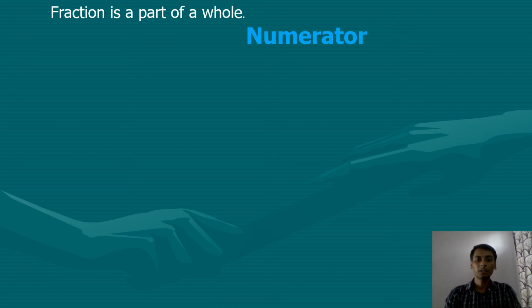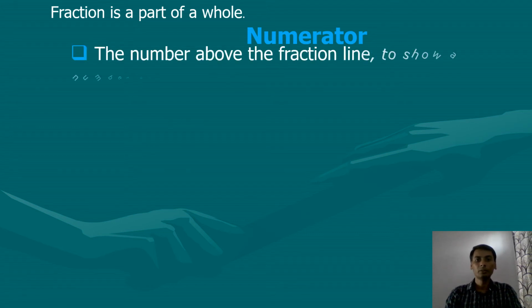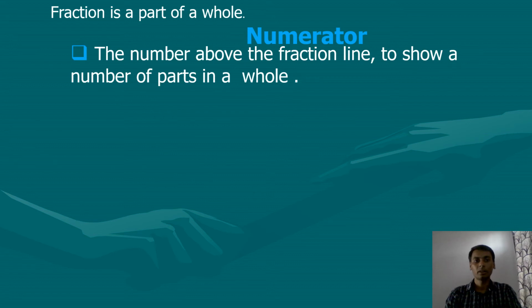So there are two things in the fraction we must know about. First is the numerator. What is the numerator? The numerator is the number above the fraction line, to show the number of parts in a whole. The numerator says how many parts in the fraction.